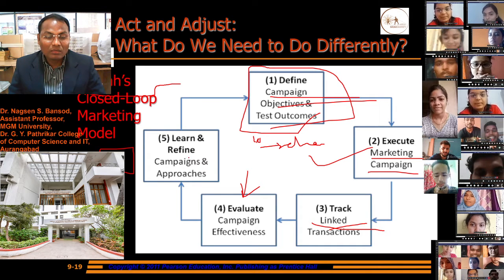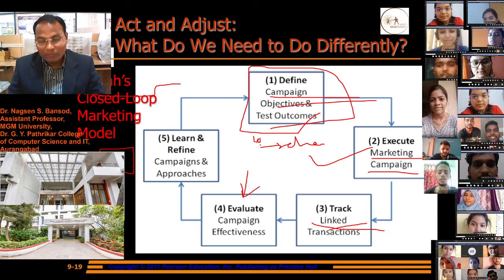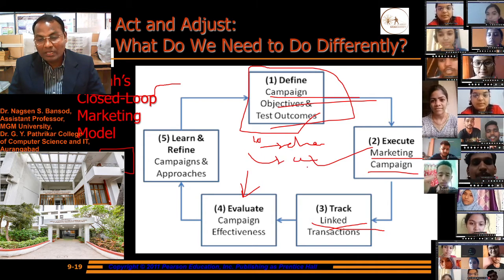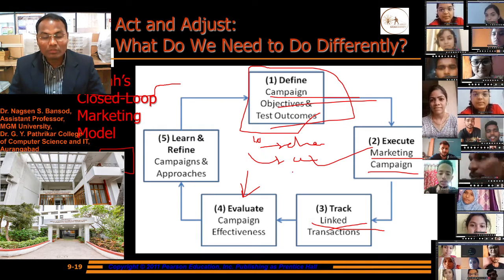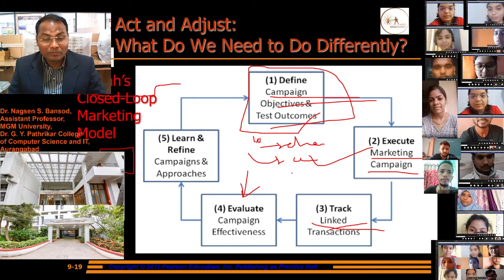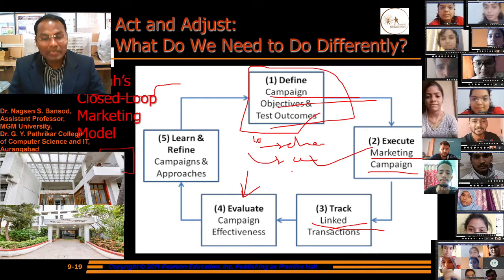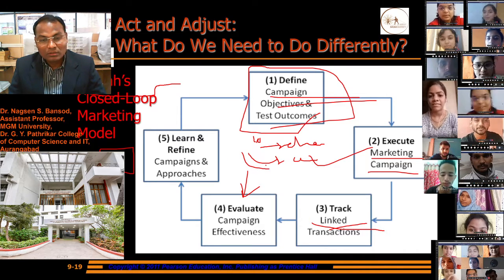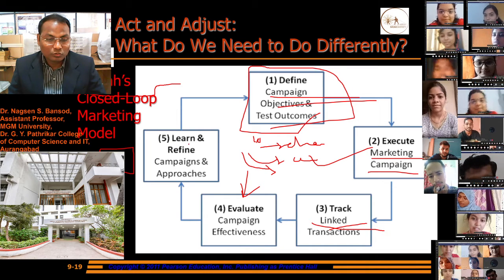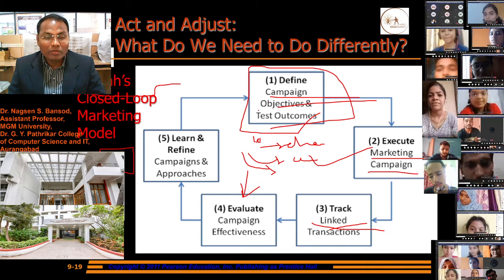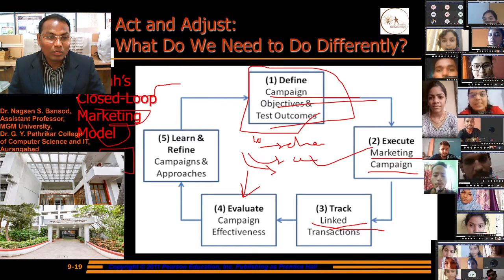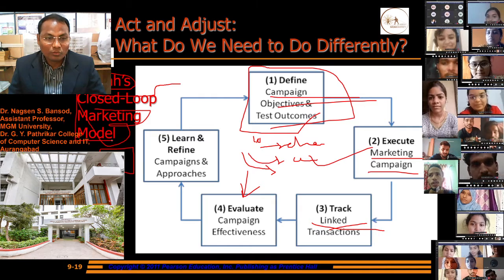and learn, refine campaign approaches. If there is no benefit, then change this TV advertising and go through social media. If in social media we got very good performance, very good profit in the business, then select that. Otherwise, again change that and go through another media of the campaign and marketing. So that is learn and refine. These five steps are there in the closed loop marketing model of Haraj. You have to keep in mind.